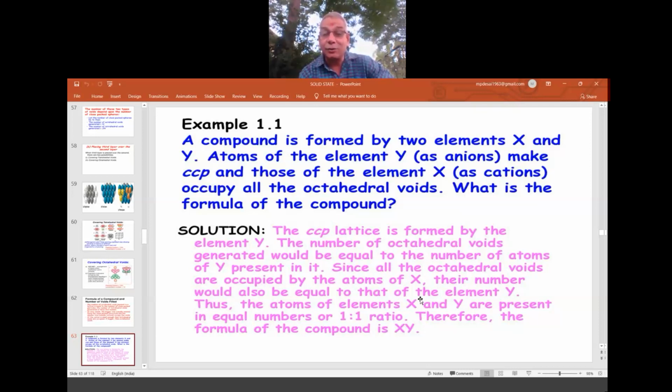Okay, so that's why the ratio of x to y is 1 to 1. That's why the formula becomes xy. By using the n and 2n formula, here the voids are octahedral voids, so y becomes equal to x. So xy is the formula. Kindly go through once again in your free time. You will come to know.